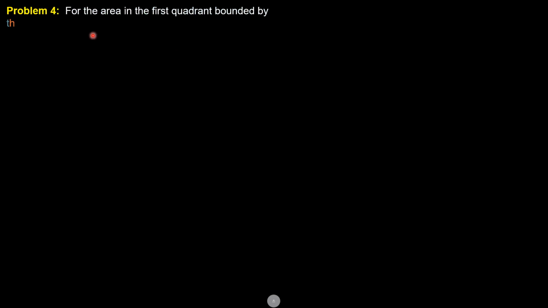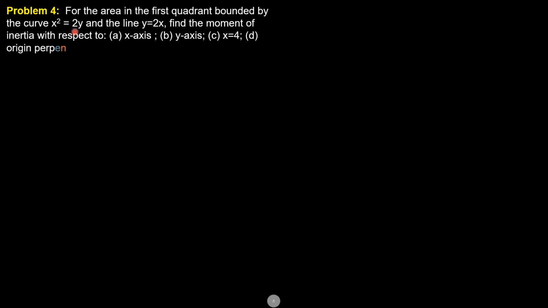So problem 4: for the area in the first quadrant bounded by the curve x squared equals 2y, which is again a parabola open upward, vertex at the origin and length of latus rectum 2, and the line y equals 2x, which is a line with slope 2 passing through the origin. Find the moment of inertia with respect to A, x-axis, B, y-axis, C, x equals 4, and D, origin, with respect to the origin perpendicular to the plane of the area.